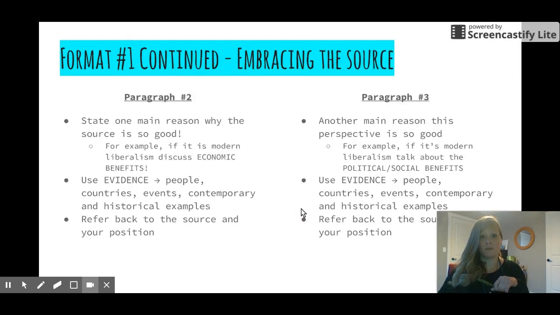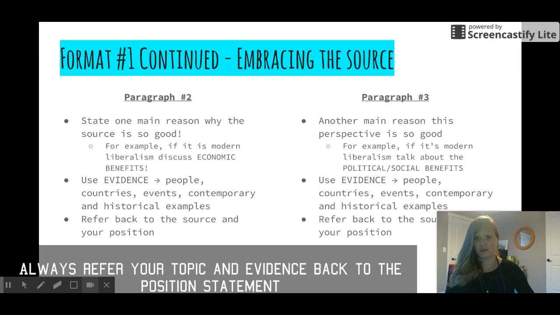Now, format 1 continued is paragraph 2 and 3, so we're getting into your body paragraphs. These ones look the same. State one main reason why this source is so good. For example, this is embracing liberalism, so you can discuss economic benefits. Then use evidence and refer back to the source. Paragraph 3 is formatted the same, but instead of economic benefits, let's talk about political and social benefits. Again, use examples, refer back to the source and your position.